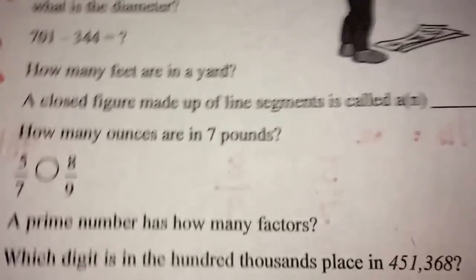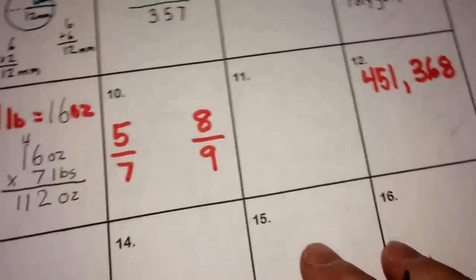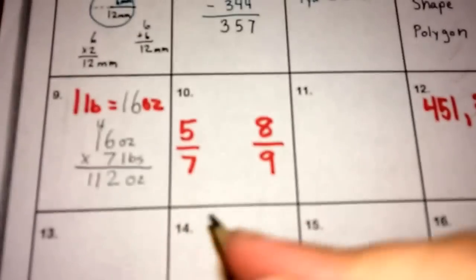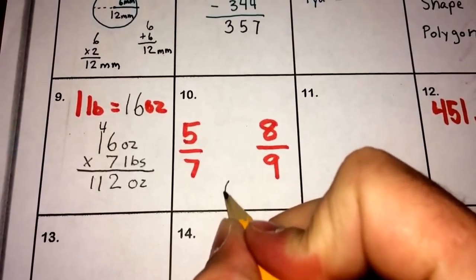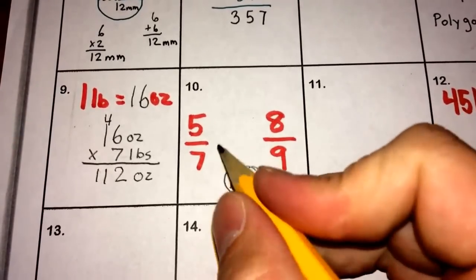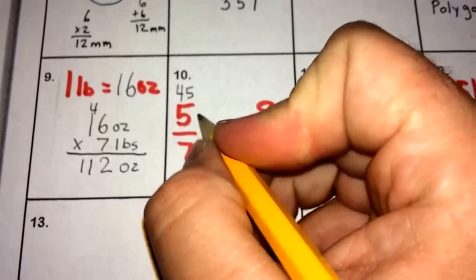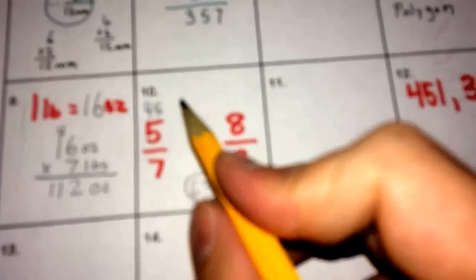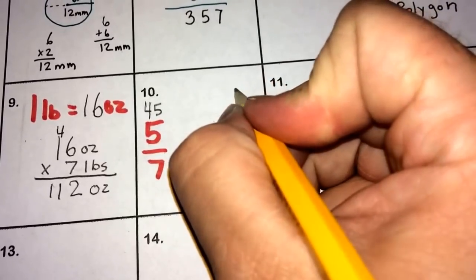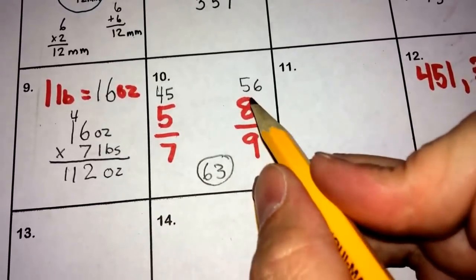All right, number 10. I've already got the problem set up, but number 10, we need to compare 5/7 and 8/9. They're asking us to compare that. So 5/7, 8/9. Well, we all know that we could do the old flip-flop. 7 times 9 is going to get me 63. I like to write my denominator down at the bottom. Anyway, then I've got 9 times 5. I know that 9 times 5 is 45. So that would give me an equivalent fraction of 45/63. And 7 times 8 gets me 56. So I know that that would give me an equivalent fraction of 56/63.